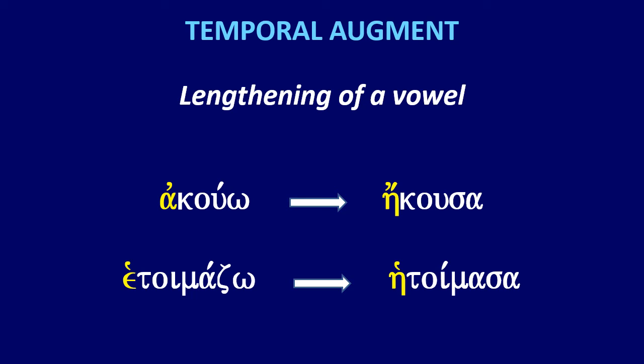But what you would do is take the pre-existing vowel and it just gets lengthened. And again, that's what we call a temporal augment because it's lengthening the sound. It's really more of a sound issue than it is indicating anything about time. So I'm not sure why it's necessarily called a temporal augment, but that is its proper term.